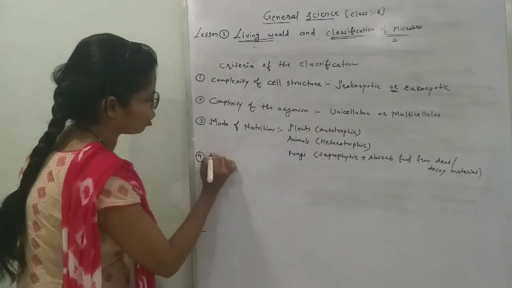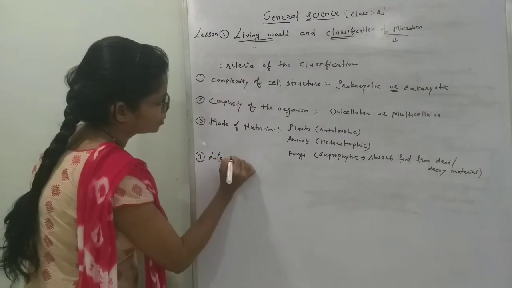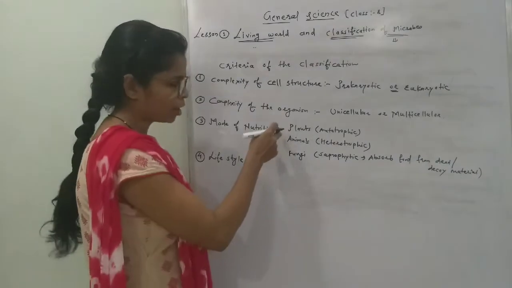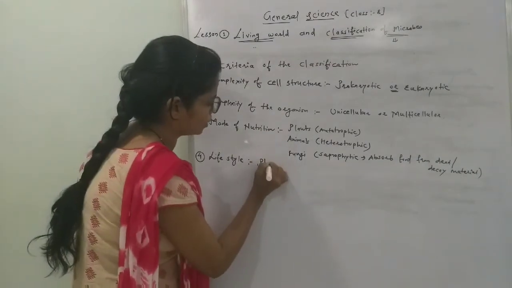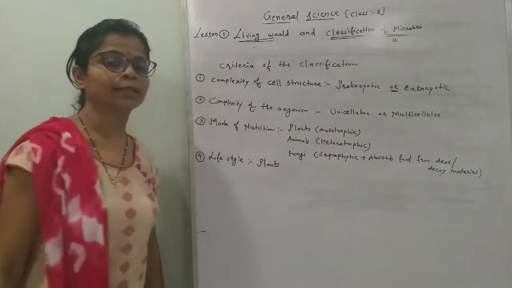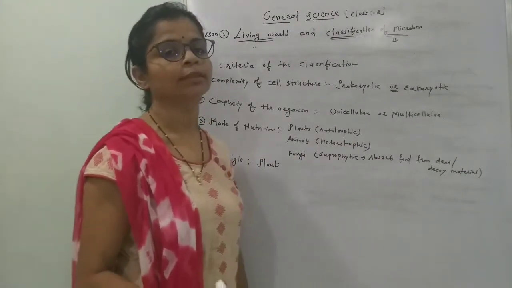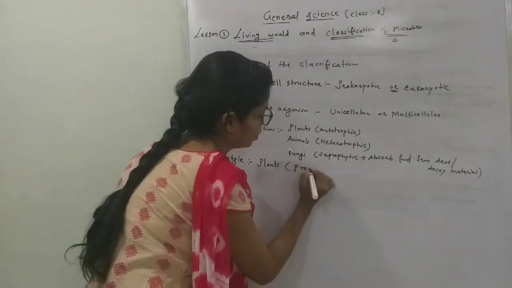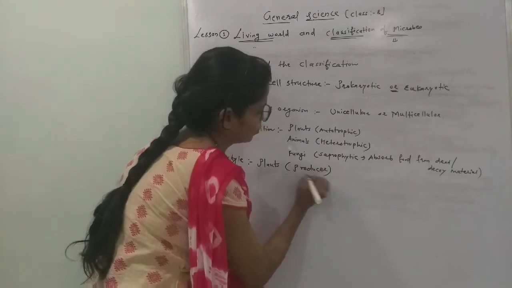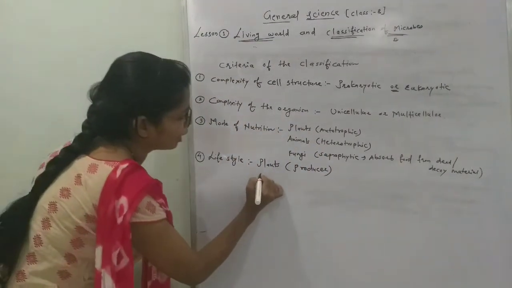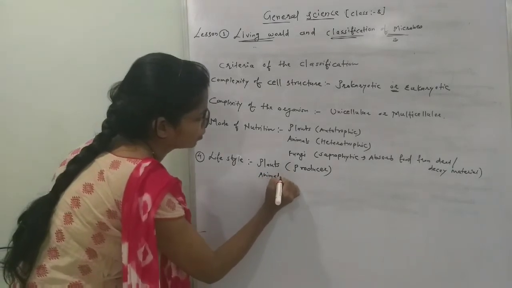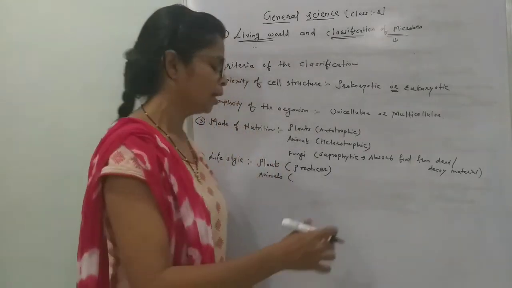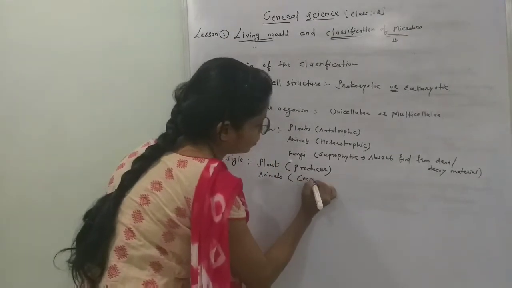The fourth base was lifestyle. Now, in the same way, again, if plants are there, as they perform photosynthesis and produce food for all of us, they are called producers. If animals are there, as they consume ready food from plants, they are called consumers.